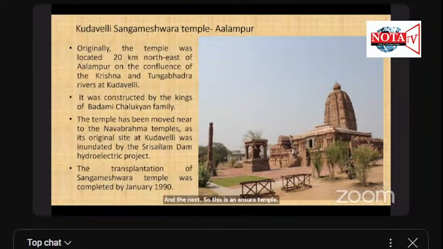And the next, this is the Kudavelli Sangameshwara temple. This is one of the beautiful temples which has attracted attention. It looks like this. It has so many wonderful features. Originally the temple was located 20 kilometers northeast of Alampur, on the confluence of the Krishna and Tungabhadra rivers at Kudavelli. This temple was also said to be constructed by the Chalukyas of Badami, and the transplantation of the temple was completed by January 1990, and I think Dr. Nagireddy was also part of this transplantation project.